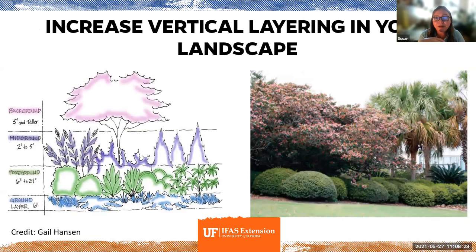One way we can do this is by increasing our vertical layering in the landscape, to at least three different levels of having a larger tree, a mid-ground of having medium-sized shrubs, a foreground of small shrubs, and in some cases a ground cover of about 6 inches high to a foot high. This makes wildlife feel more comfortable and safe, and really increases the amount of bird life that you will have in your yard, which I think everyone really wants.